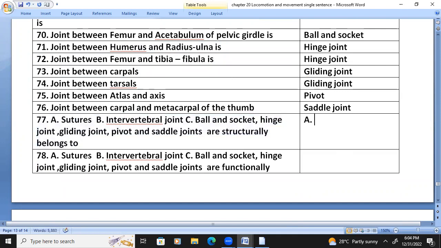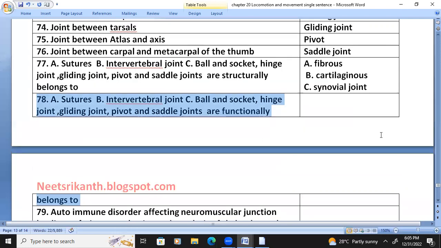A. Suture is a fibrous joint. B. The intervertebral joint is a cartilaginous joint. Ball and socket, hinge, gliding, pivot and saddle joints are all called synovial joints.